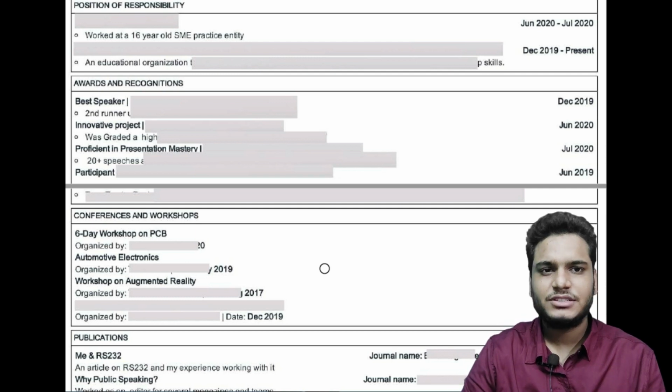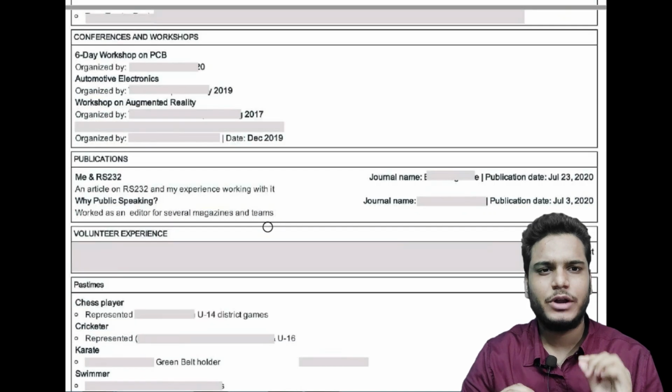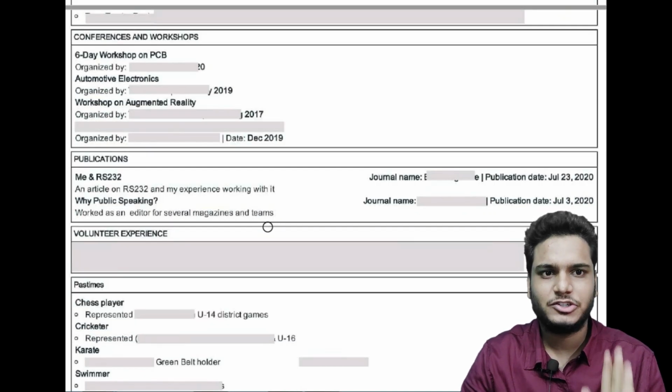Coming to publications, if you have published any article or research paper in a journal, mention that. That would add a lot more weightage to your resume.